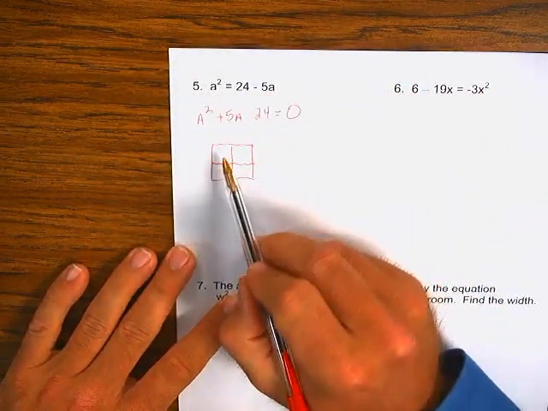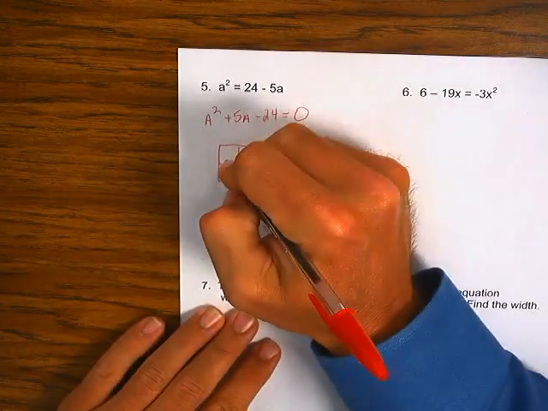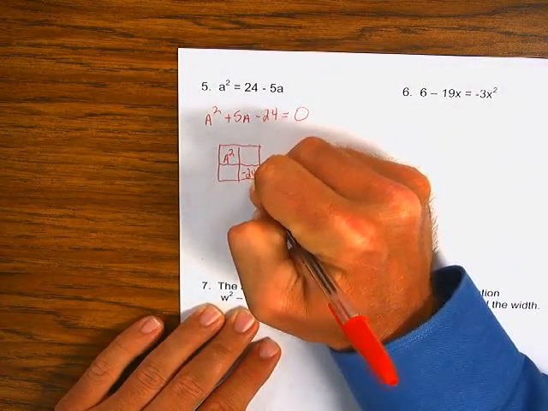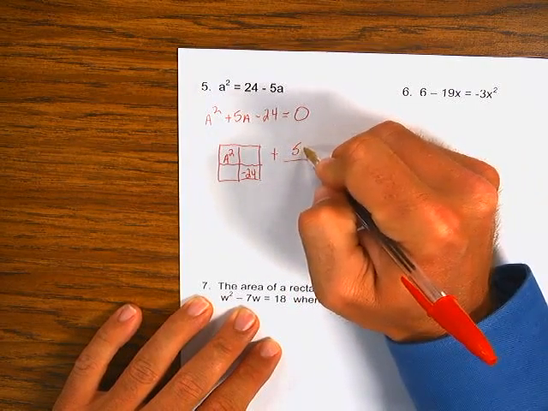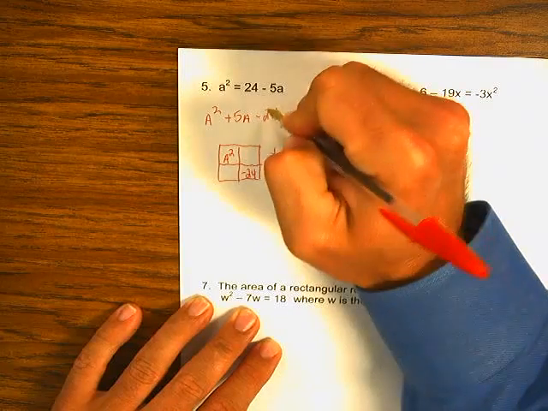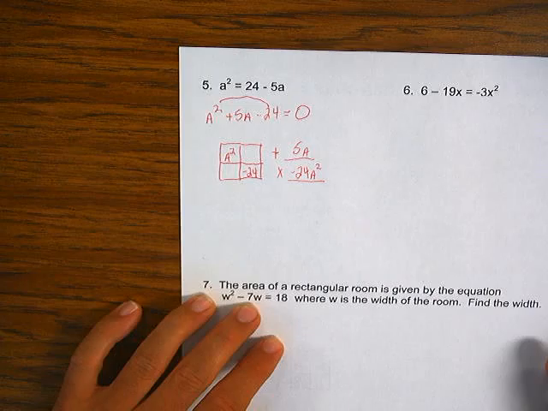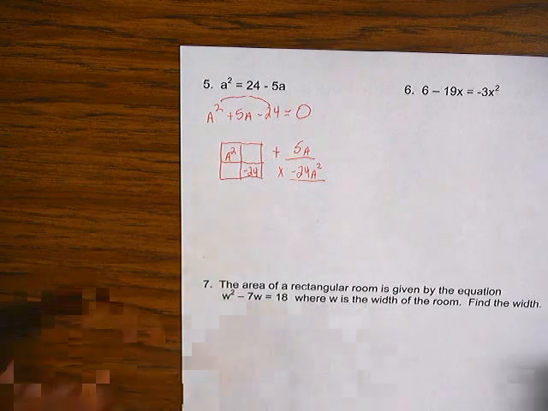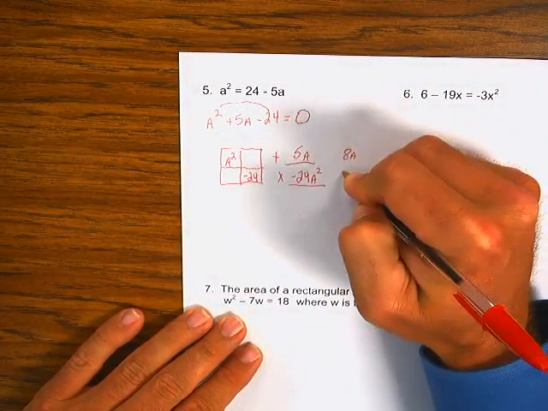Now, here, what goes in the first box? A squared. Bottom box? Negative 24. They're going to add together to be the middle term, which is 5a, and multiply together to be negative 24a squared. Now, factors of 24: it's either 6 and 4 or 8 times 3. Which one am I going to use? 8 times 3. 8a and 3a.